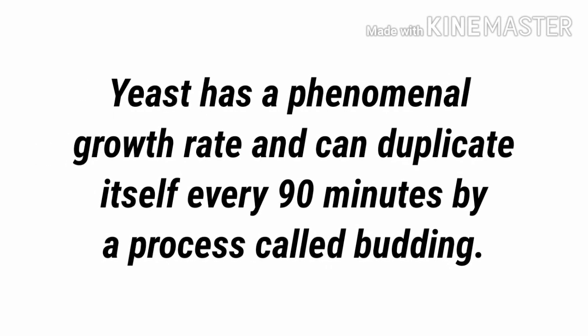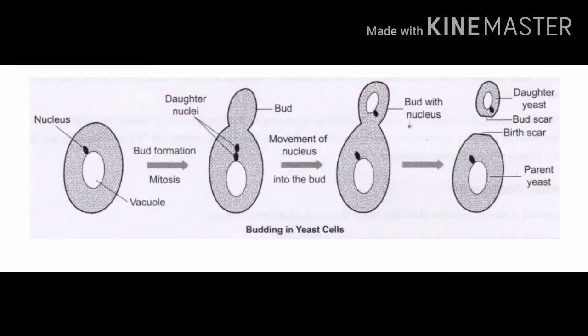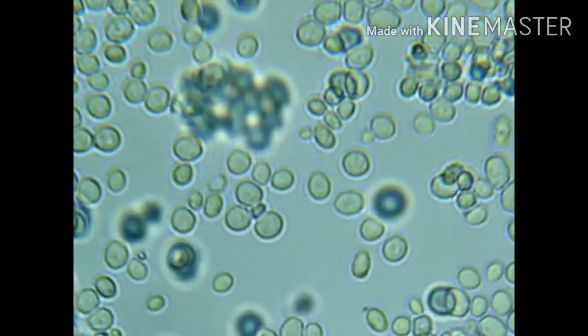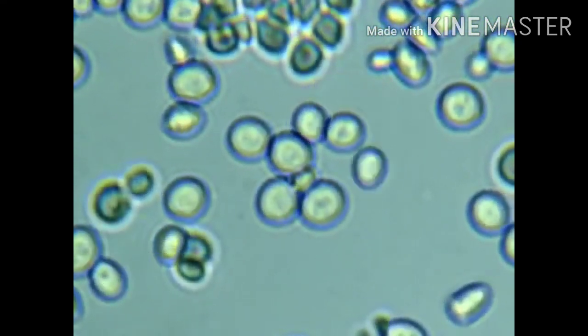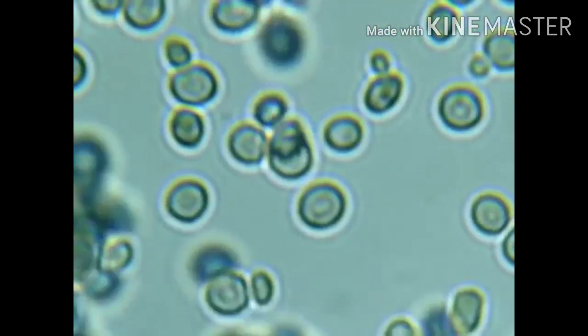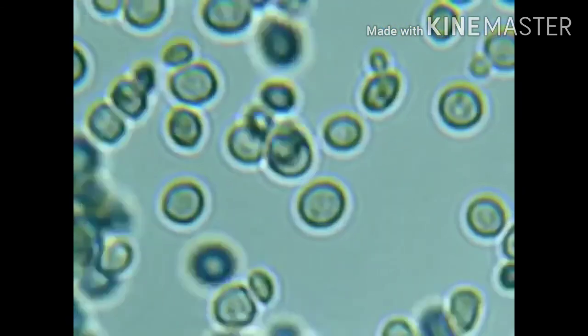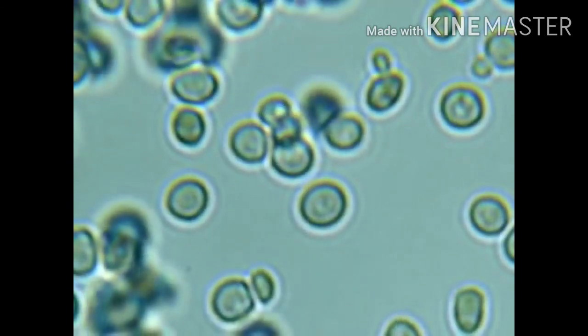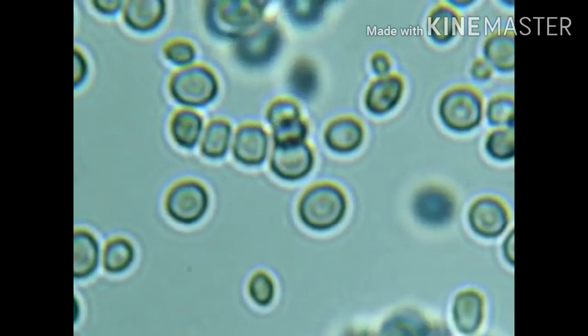Here is a fact: yeast has a phenomenal growth rate. It duplicates itself every 90 minutes. So children, this process is completed within 90 minutes. Here I have given the diagram which you have to draw very neatly in your practical notebook, budding in yeast. Now here I have added a small live video of how budding takes place in yeast. Here you can see the cells, how the buds are forming. This process is happening rapidly, and the daughter cells are being separated from the mother cell.